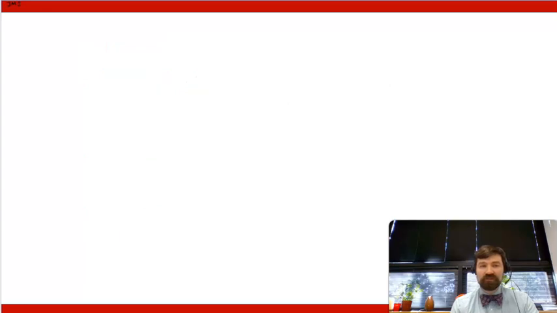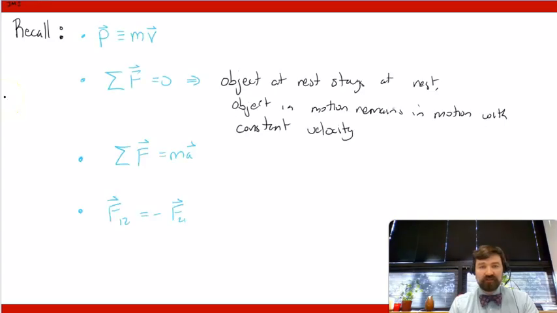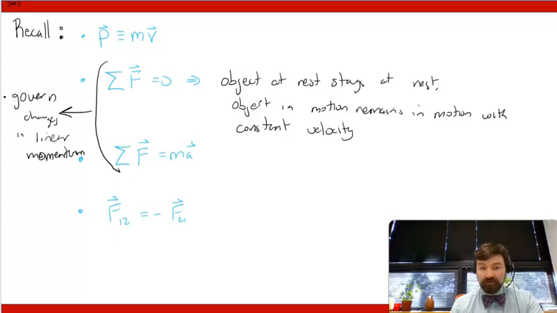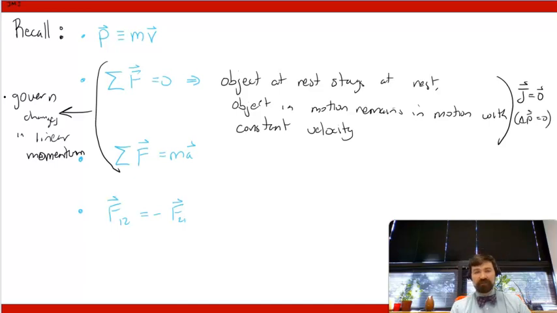So the first thing to note is that the first and second laws both govern not so much velocity as momentum. So these govern changes in momentum, or linear momentum. In governing changes to linear momentum, this statement actually becomes: if the sum of forces on an object is zero, then the impulse is zero for that object, or in other words, the change in momentum is zero for the object.